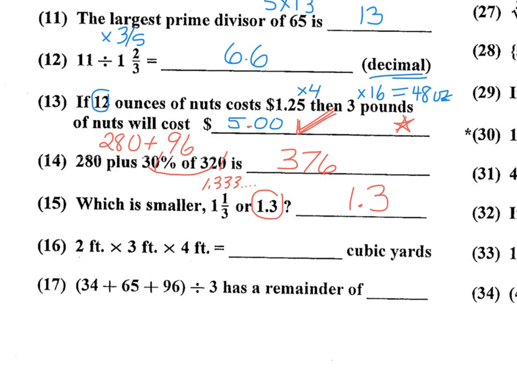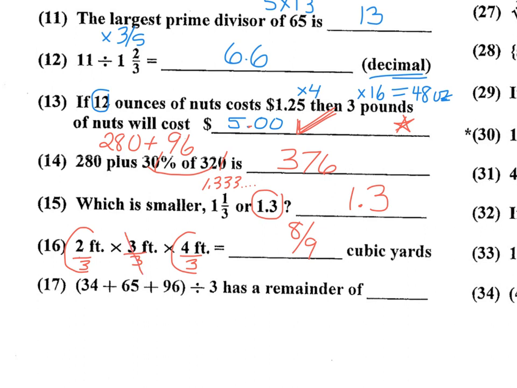Number 16, we're looking to go from feet to cubic yards. Now keep in mind that there's 3 feet for every yard, so I have to divide this by 3, this by 3, and this by 3. So whenever I divide by 3, I'm converting to yards. So I have 2/3 of a yard here, and I have 4/3 of a yard there. If I multiply 2/3 times 4/3, I get 8/9 of cubic yards. And of course, these 3's canceled out.